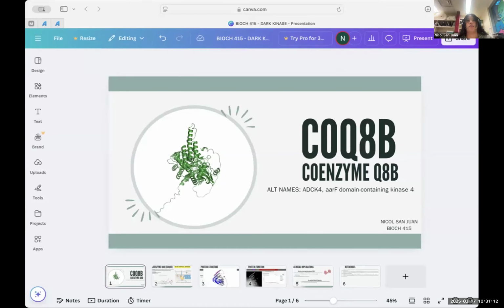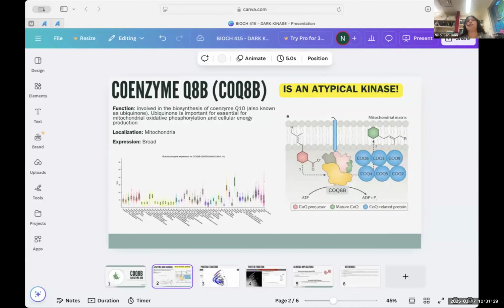Hi everyone. The kinase I chose was coenzyme Q8B, also known as COQ8B, and its alternate names are ADCK4 or ARF domain containing kinase 4. Coenzyme Q8B is involved in the biosynthesis of coenzyme Q10, more commonly known as ubiquinone, which is important for mitochondrial oxidative phosphorylation, and it's also an antioxidant in cell membranes for reactive oxygen species.